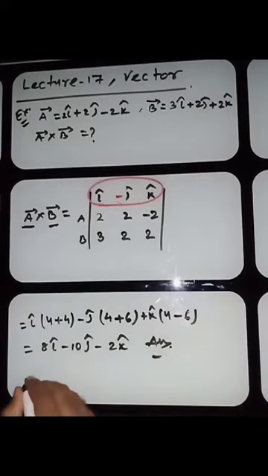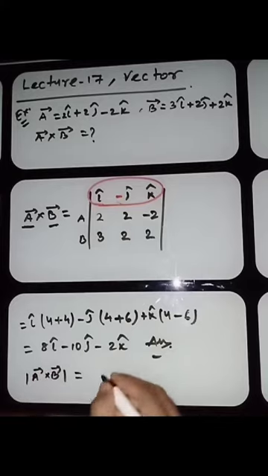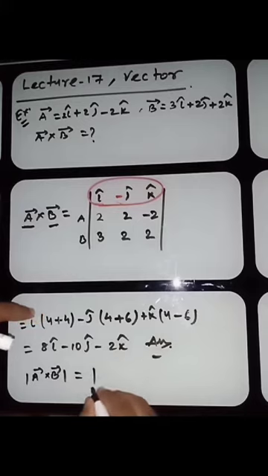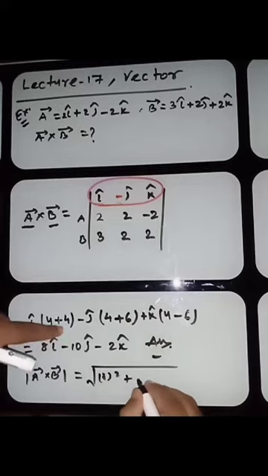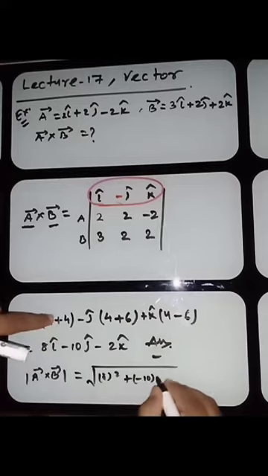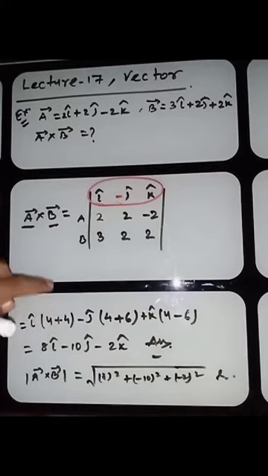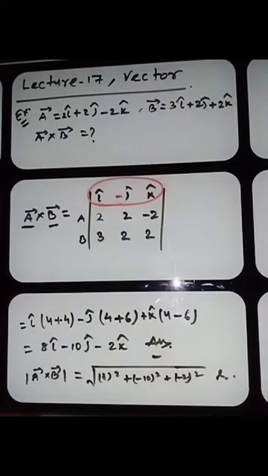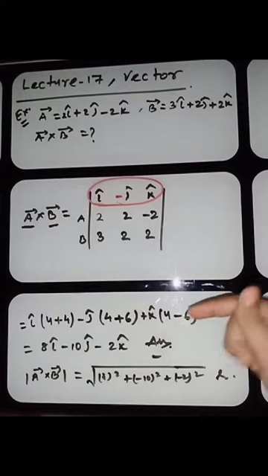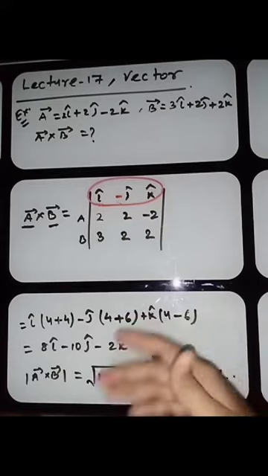If someone asks to find the mod of A cross B, as I taught you, then simply you have to do root under x square, that is 8 square plus minus 10 square plus minus 2 square, and you will get the answer. Okay, my dear students. So this is the way to find the cross product of two vectors using a determinant. All right. Okay. We should do some more questions on the basis of this one.